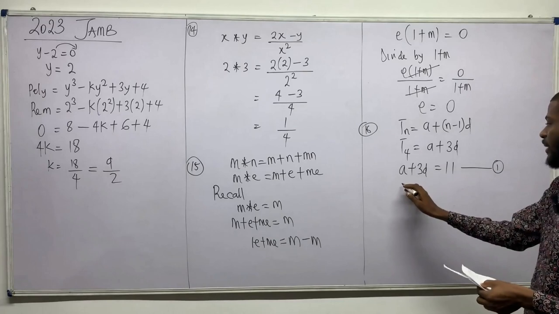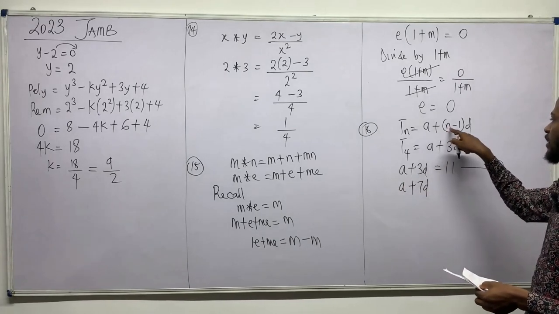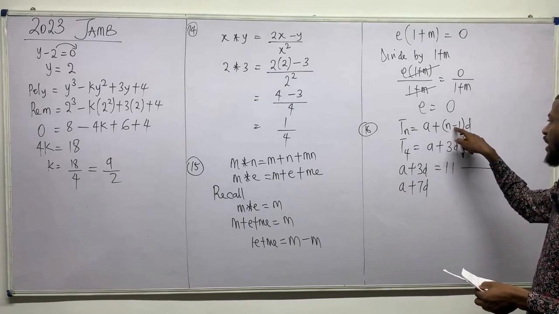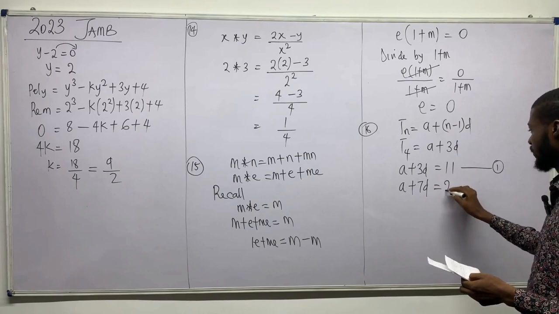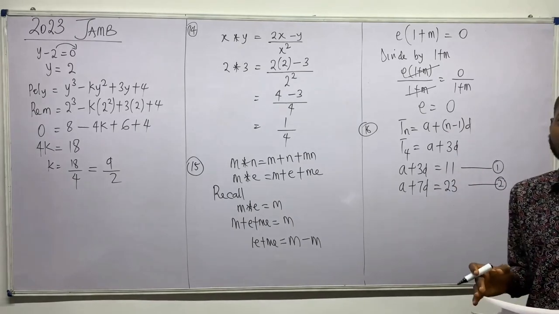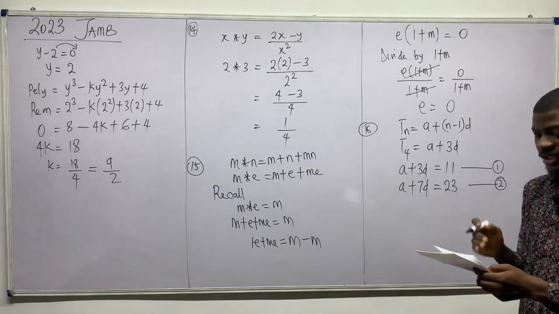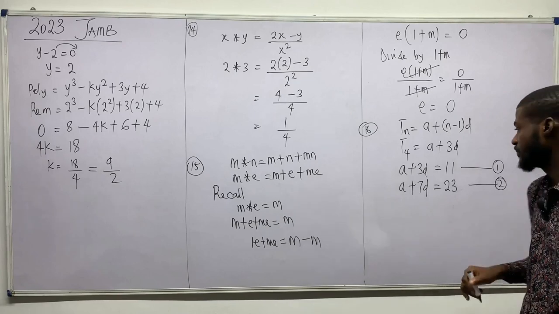What about the 8th term? How do we know the 8th term? The 8th term is going to become a plus 7d, because 8 minus 1 will give us 7d. Equal to 23. Then this is equation 2. Remember that what they're trying to say by respectively means in the same order. The 4th term is 11, the 8th term is 23.